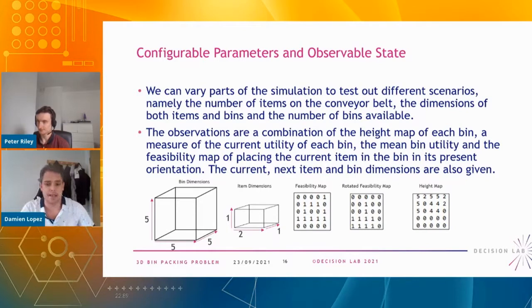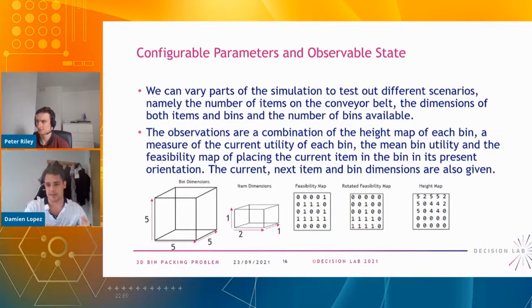We also then get these feasibility and rotated feasibility maps. Now these were put in place because currently in Microsoft Bonsai, action masking is not possible. However, it is in the pipeline. These feasibility maps allow us to state which coordinate we can place the item in, which will not result in a topple or a fail condition.